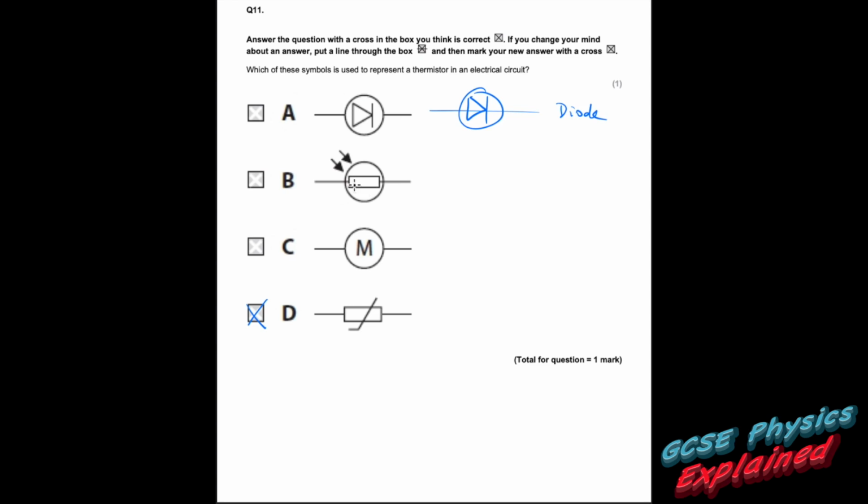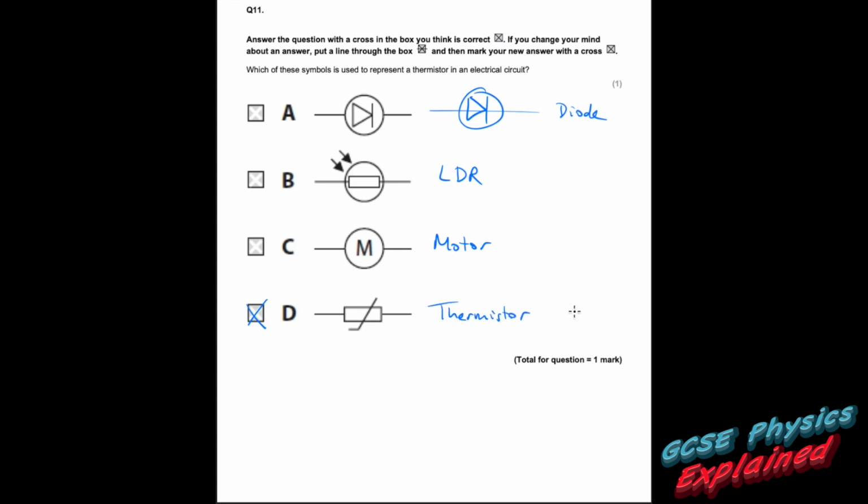Right, this thing is a resistor in a waterproof case with light shining down on it. So that is a light-dependent resistor, LDR. And this thing here is just a motor, an M in a circle. All right, so this thing here, this is the thermistor.